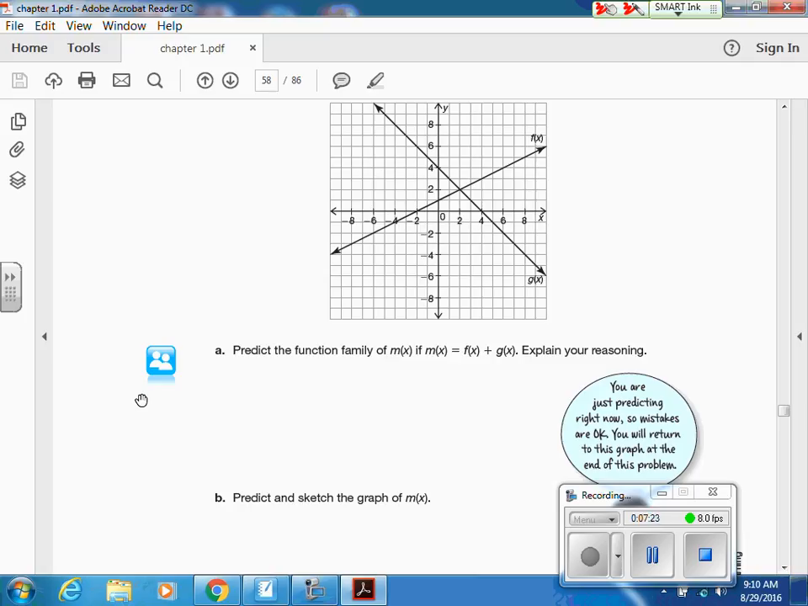Now, this one's going down. Let's see. This has a slope of -1. This one has a slope of 1/2. So if I were to add those together, it's more negative than it is positive. So I think it's still going to decrease.